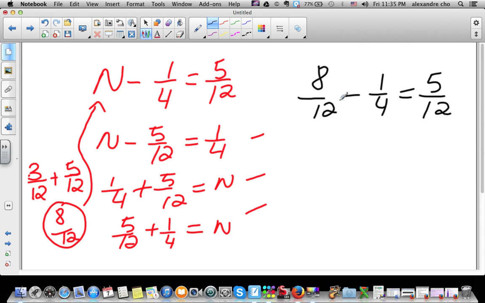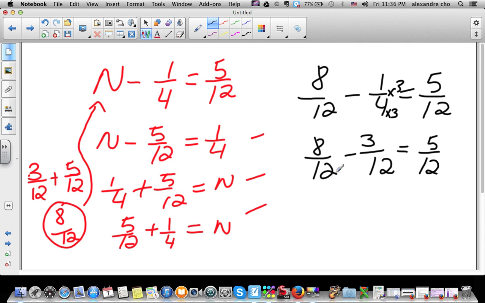So again, I need to find the LCM. This is 12. And I'm going to change the 4 to 12. So this is times 3. So I multiply the top by 3. So 1 times 3 is 3. Equals 5/12. Oh, look at that. 12 stays the same. 8 minus 3 is 5. So 8/12 was actually the number we were looking for.